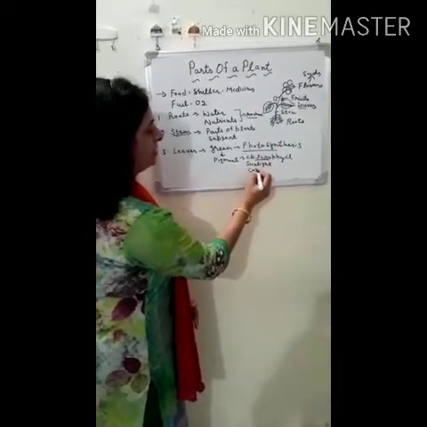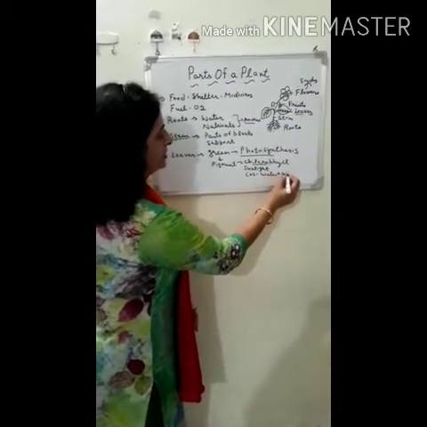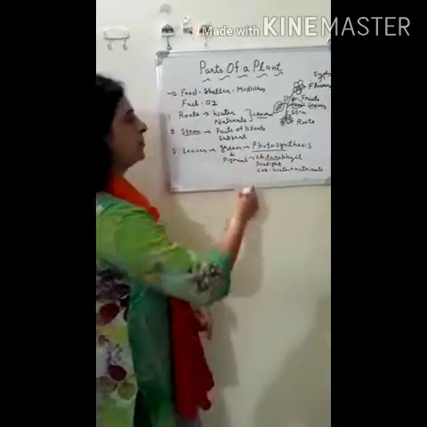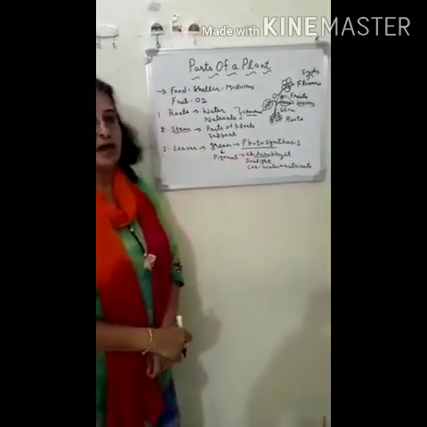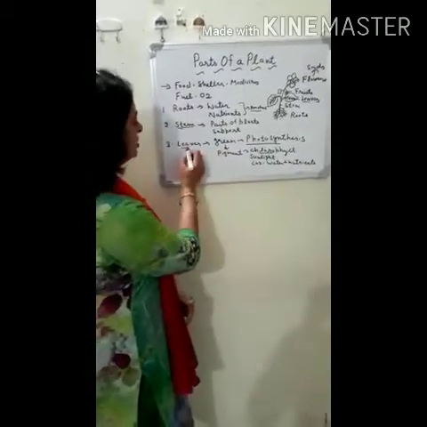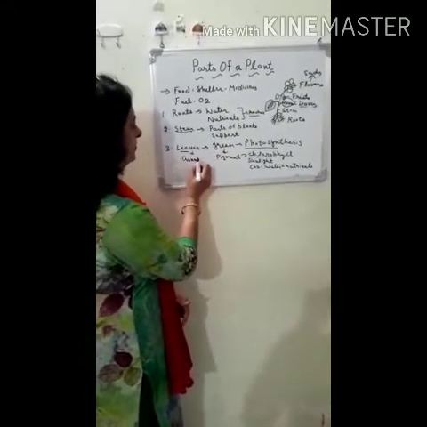carbon dioxide, water and nutrients. Leaves prepare food for plants as well as for all living beings. Leaves also do the process of transpiration.